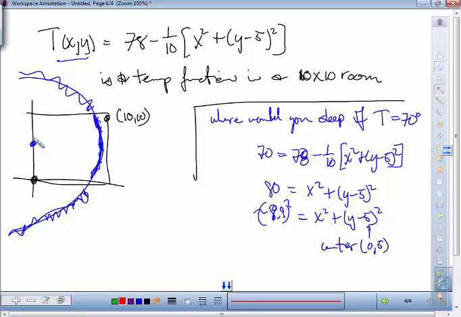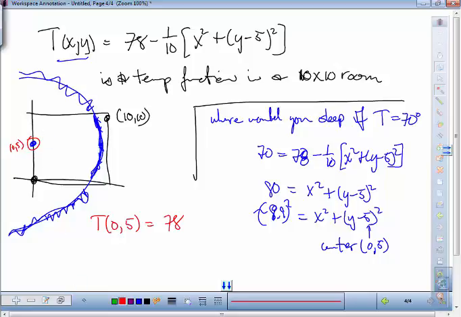So what's the temperature exactly here, you think? What's the temperature at this point, 0, 5? It would be 78. So at 0, 5, this whole thing would be 0. So let me write that down a little bit more formally. T of (x is equal to 0, y is equal to 5) is equal to 78 plus all that stuff kind of disappears. So you're 78 degrees at this point. Does that make sense?